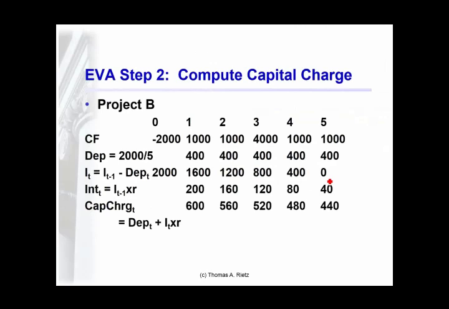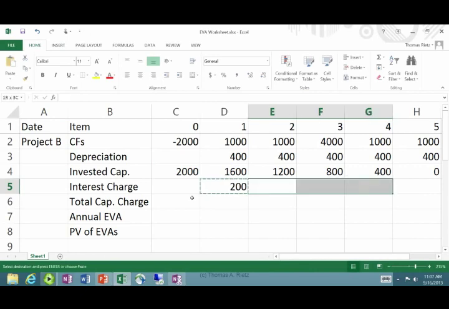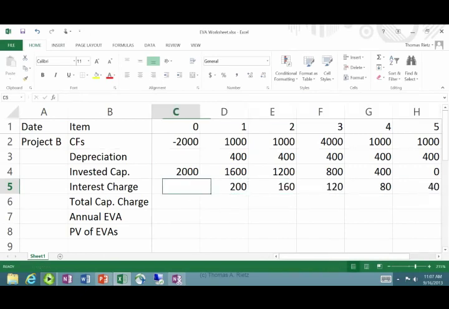Next step is to determine what the interest charged by investors is going to be. It's last year's invested capital times the interest rate. So at $2,000 invested capital at the beginning, interest rate's 10%, gives you a $200 interest charge. So every year, it's just last year's invested capital times the interest rate. In this case, it was 10%. So as the invested capital goes down because we're implicitly repaying through depreciation, so does the interest charge.